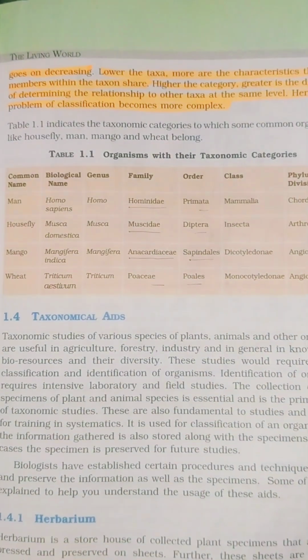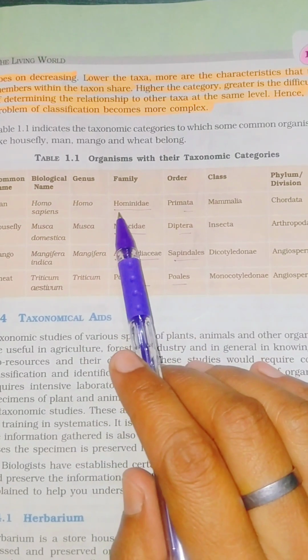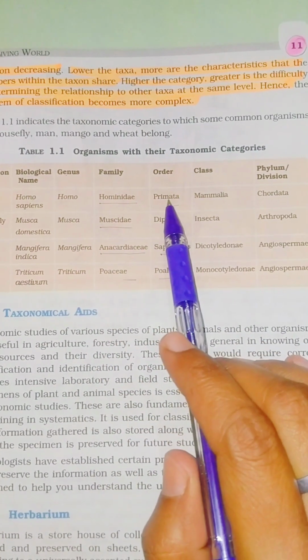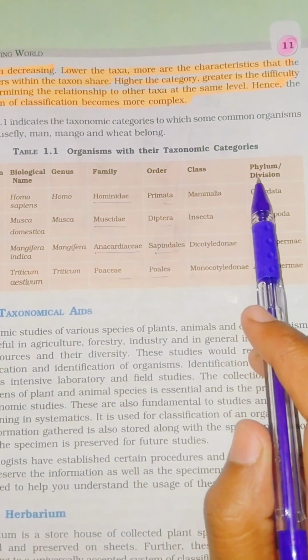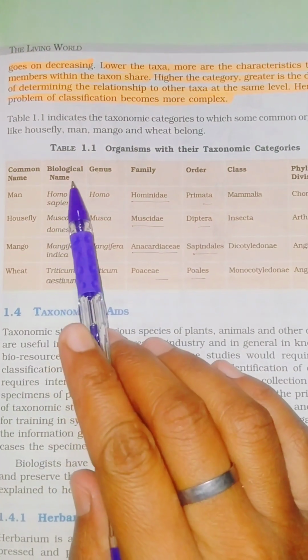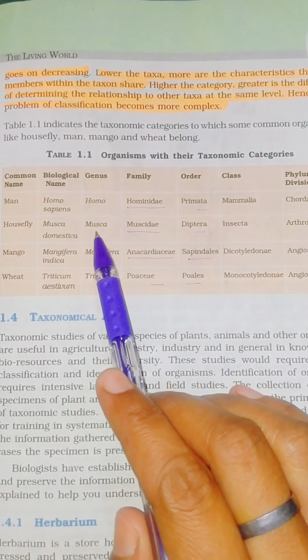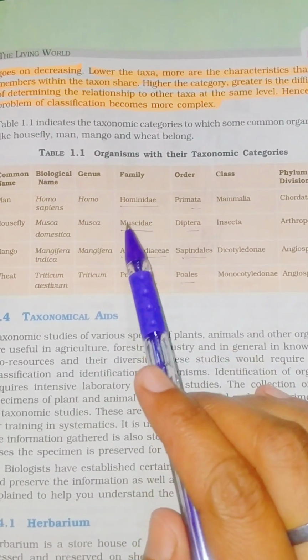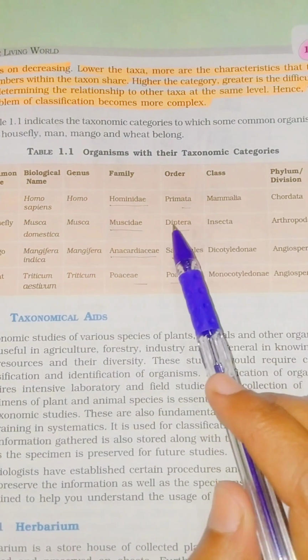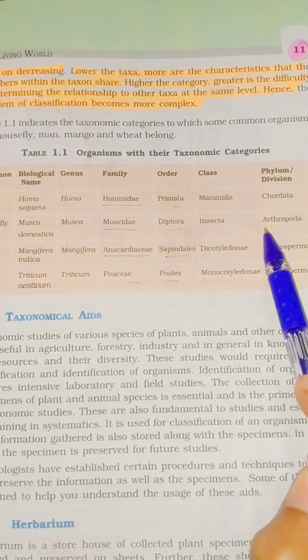The scientific name is Homo sapiens, genus Homo, family Hominidae, order Primata, class Mammalia, phylum Chordata. Next is housefly. So the biological name is Musca domestica and its genus is Musca and family is Muscidae, order Diptera, class Insecta and phylum Arthropoda.